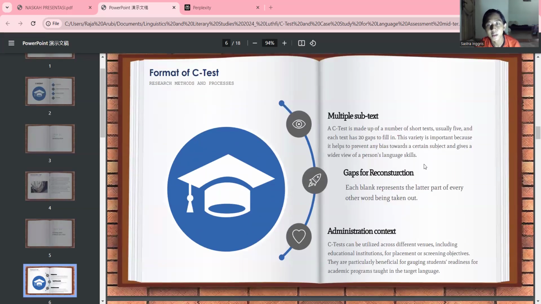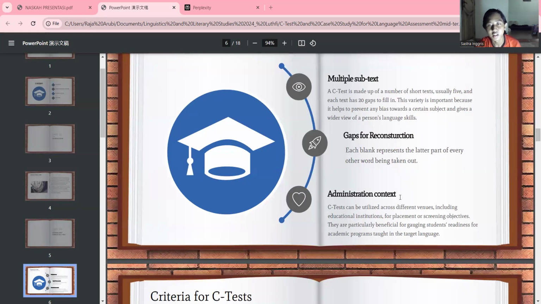The second one is gaps for reconstruction. Each blank in the C-test represents the later part of every other word being taken out. What does that actually mean? Every blank in the second word must be made so that it is easy for the test taker to complete it.